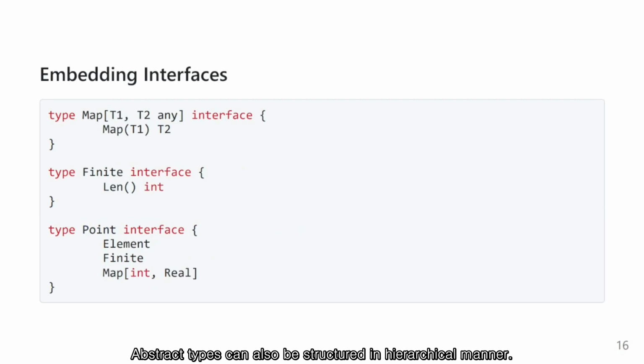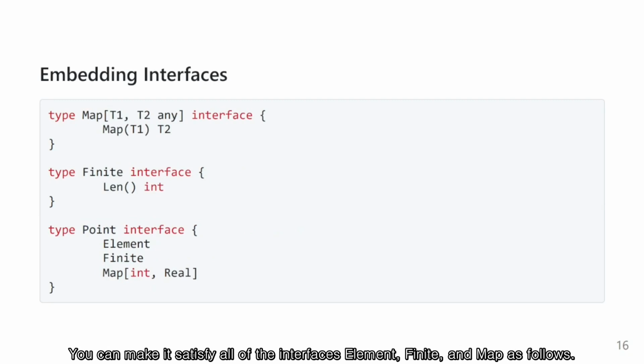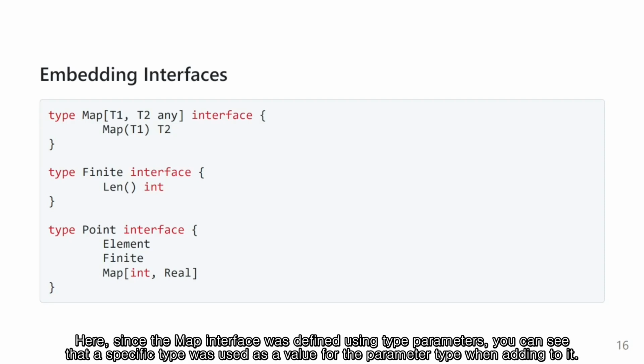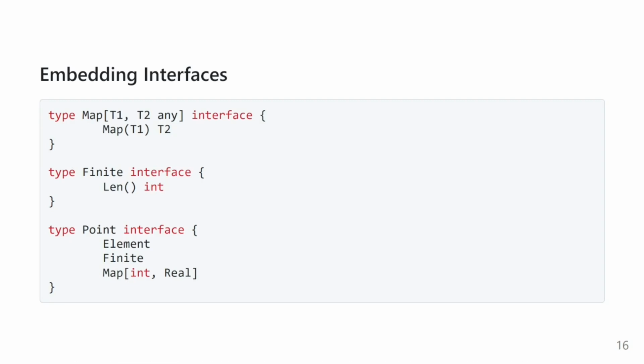Abstract types can also be structured in a hierarchical manner. For example, let's assume you create an abstract type called point. You can make it satisfy all of the interfaces element, finite, and map as follows. That is, for a type to be a point interface, it must have the equals method of the element interface, the len method for the finite interface, and the map method of the map interface. Here, since the map interface is defined using type parameters, you can see that a specific type was used as the value for the type parameter when adding it.